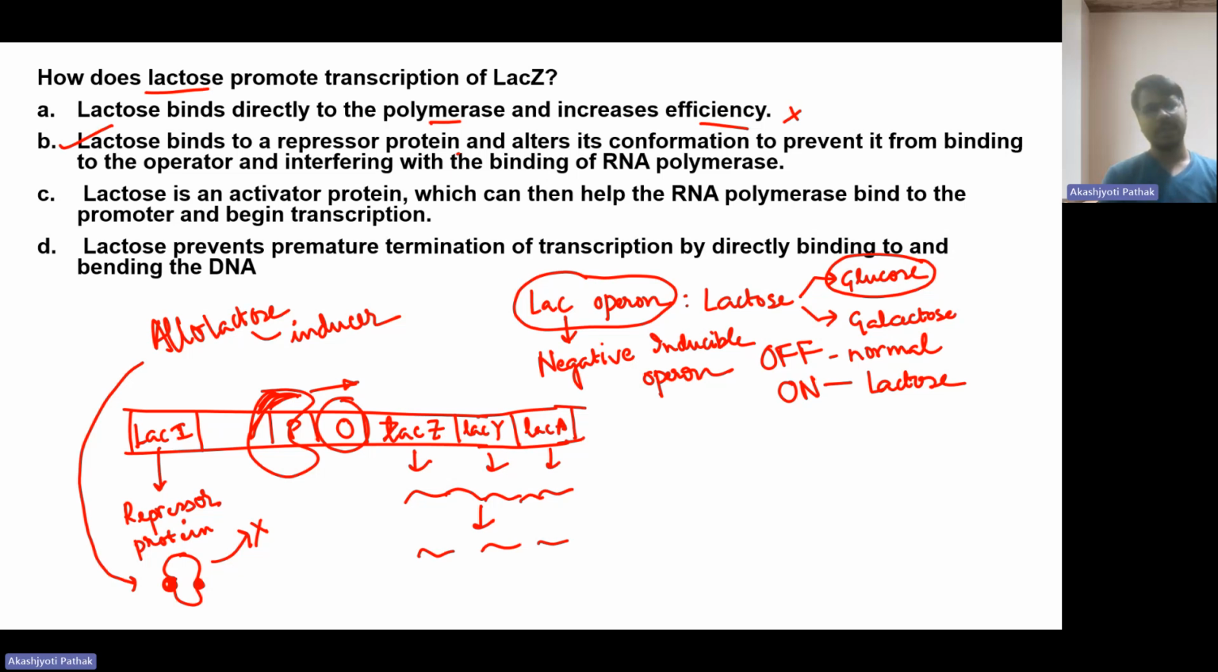Now lactose is not an activator protein, it's an inducer. So option C, which says it can help the RNA polymerase to bind to the promoter and begin transcription, is incorrect. This is completely incorrect. And option D, that lactose prevents premature termination of transcription by directly binding and bending the DNA, is also incorrect. So the answer is option B.